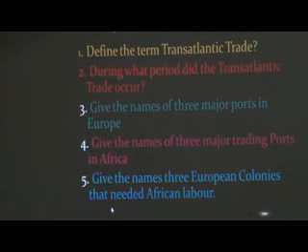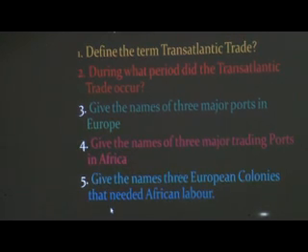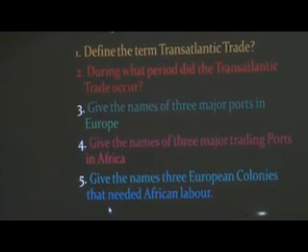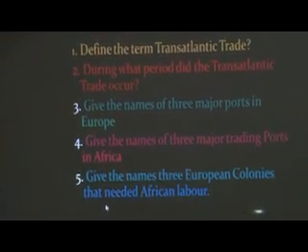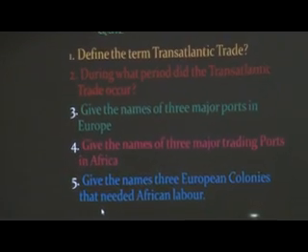That needed African labor. Yes, Spain, Europe, and France. No. Colonies. European colonies. British colonies. You all ever come across that word colony before?